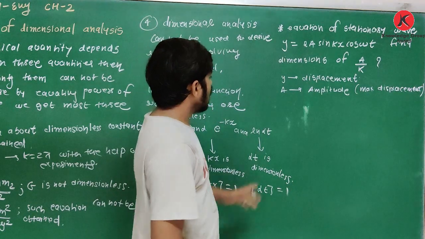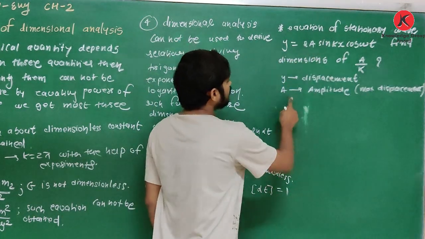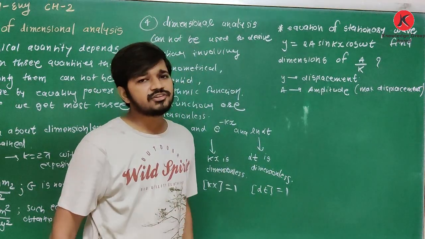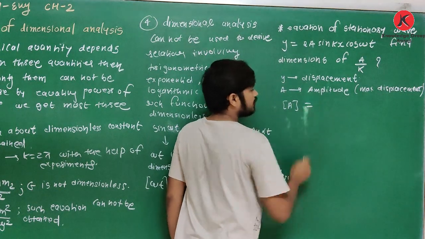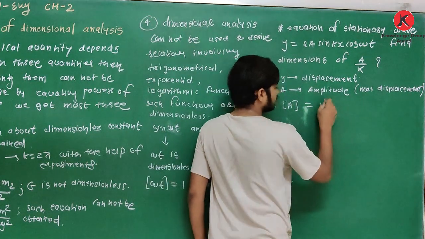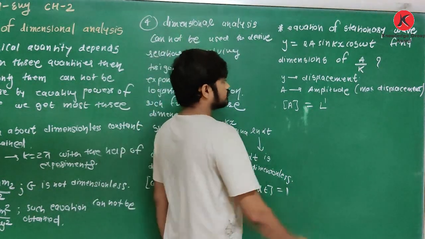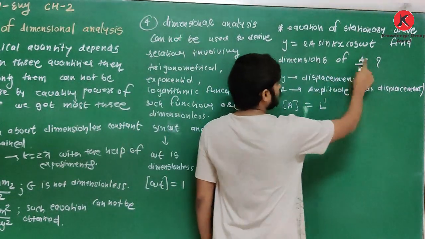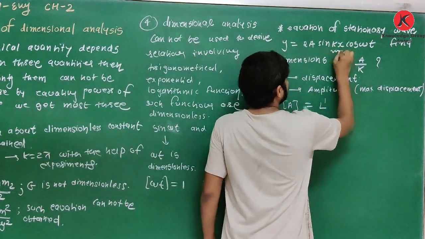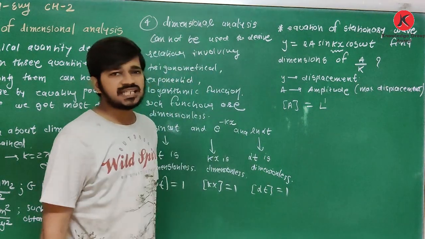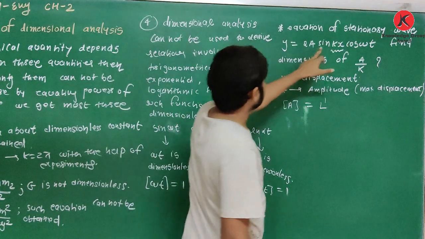See, here it is. Y is equal to 2a sin kx cos omega t. A is amplitude, which means maximum displacement. So the dimensional formula of A is equal to that of displacement, which is L1. Then you have to find the dimensions of A upon K. I know the dimension of A. Now how to find the dimension of K? First of all, you have to identify where k is. Yes, k is here, in sin kx.